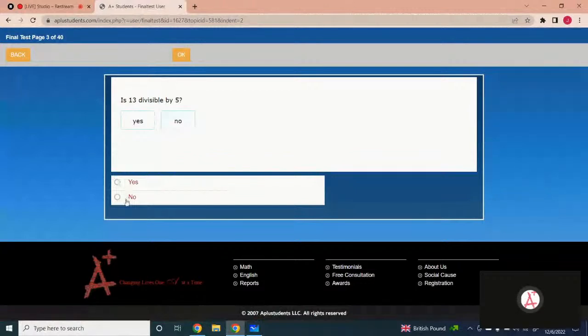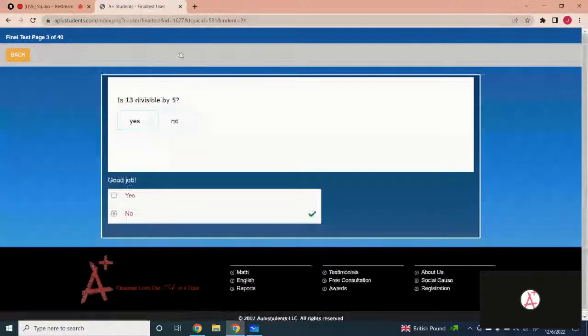No, 13 is not divisible by 5. You have to just check the one digit. If it is 0 or 5, that means the number is divisible by 5. So the answer is no. The number 13 is not divisible by 5. You don't have 13 in the table of 5.